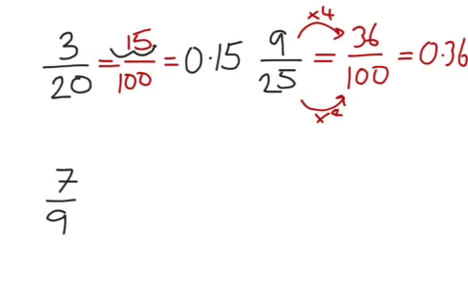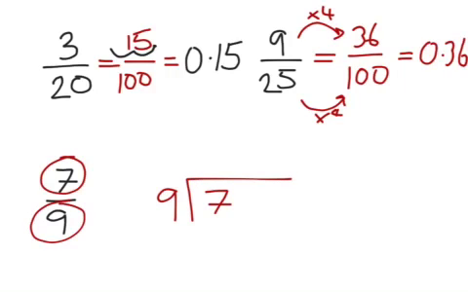Fortunately, you will get some that you can't easily turn the denominator into 10 or 100 or 1,000. One like this, 7/9. And so one way we can do that is just by a bit of division. Think of this as 7 divided by 9. So how many times does 9 go into 7? And to do this, we're going to have to put in a few extra decimal places, because 9 doesn't go into 7.